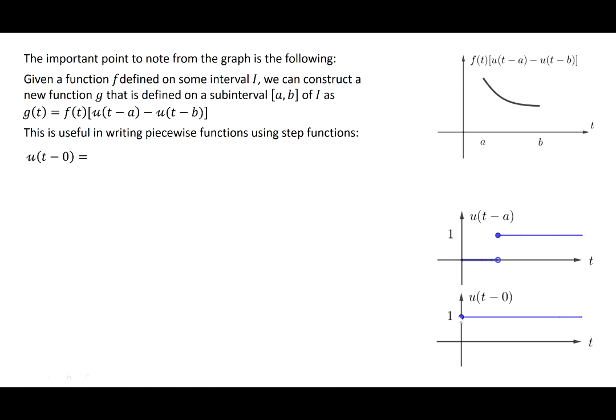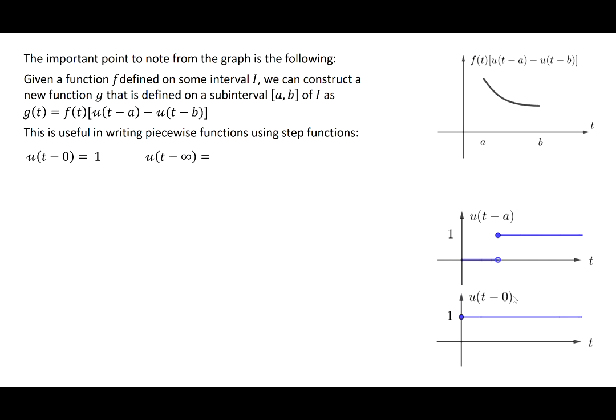Well, what does the graph of 1 look like? Exactly like this. We are talking about t being greater than or equal to 0. So what does that mean? It means u of t minus 0, ladies and gentlemen, is exactly equal to 1. That's the point. U of t minus 0 is nothing but the same as 1.